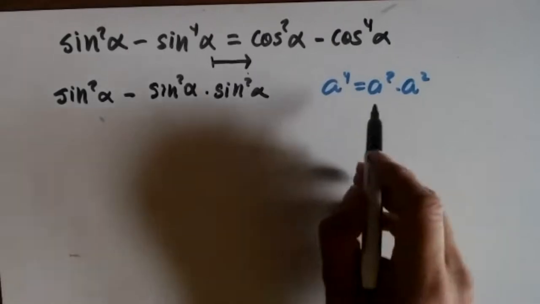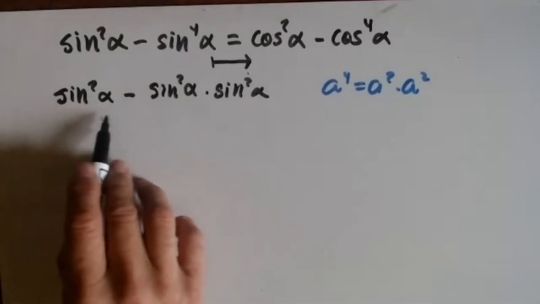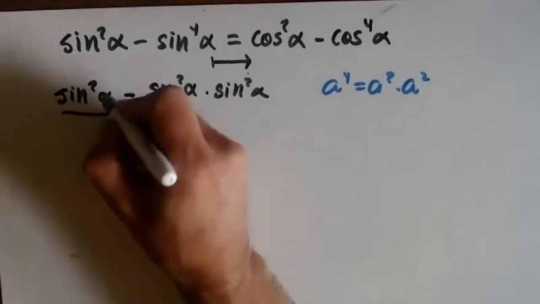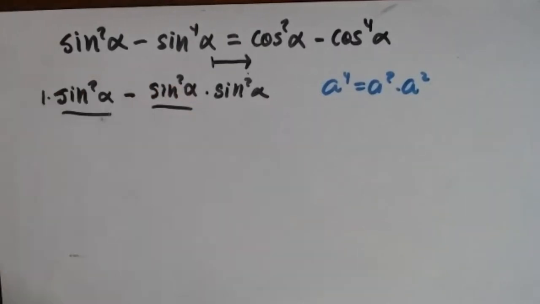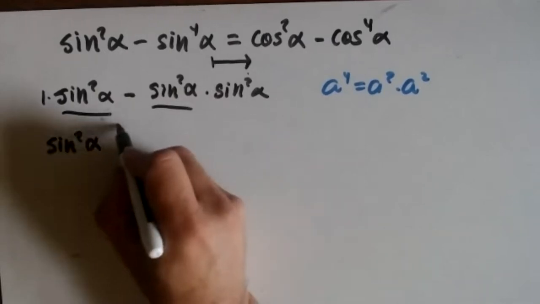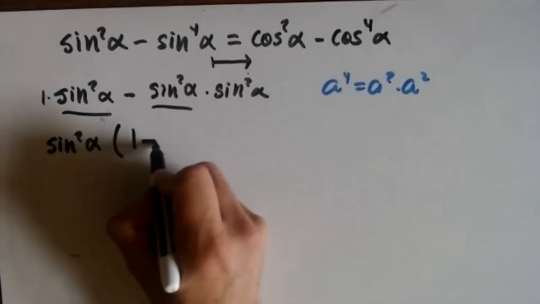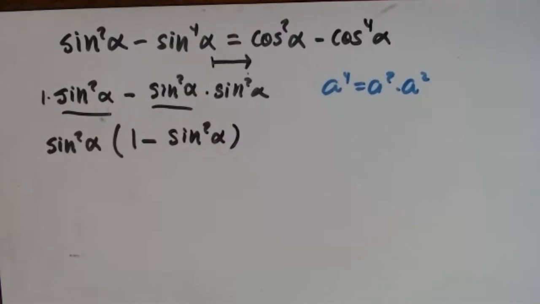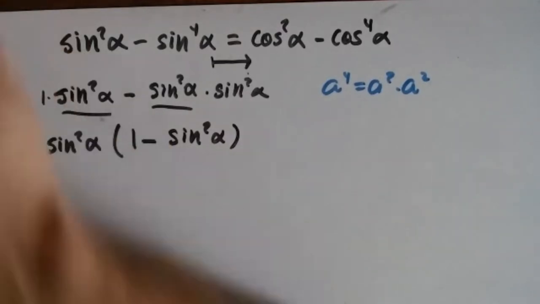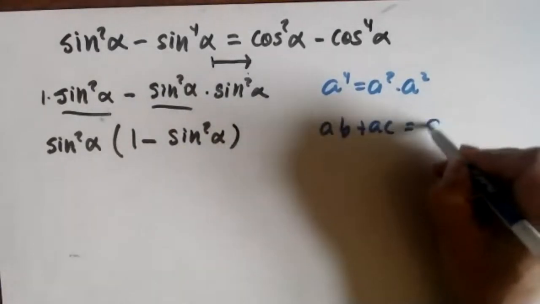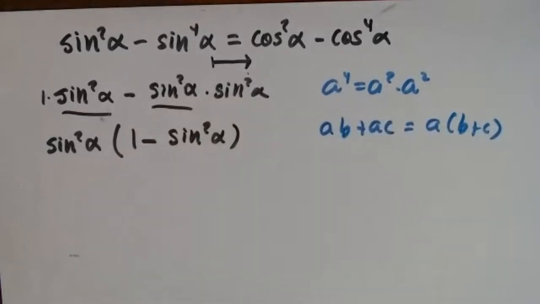Now, if you have a common factor right here, you can factor the common. So I have sine squared and sine squared. The sine squared times 1, right? This is 1 times sine squared. So I'm going to take sine squared of alpha, parentheses, 1 minus sine squared of alpha, right? So it's the same as when you have AB plus AC. So this is A times B plus C, correct? I'm doing my algebra 1.